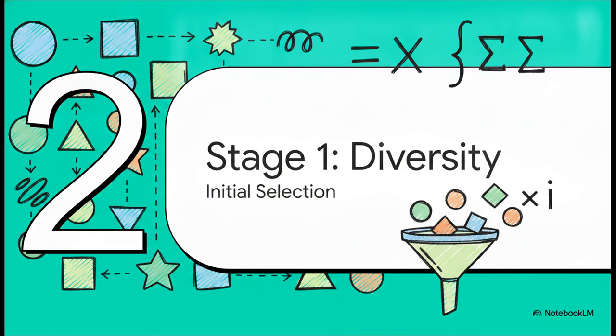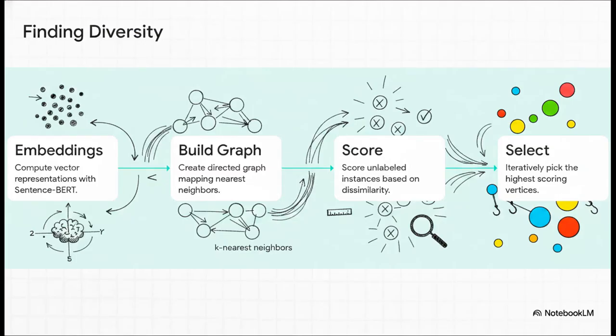Which brings us to section 2, stage 1, finding diversity. Now, what's really interesting about this first algorithmic step is how it systematically breaks down the search. Let's walk through these abstract math steps, because this is where the algorithmic magic really happens. First, VoteK computes vector representations of every single unlabeled sample using a model called Sentence-BERT. Think of this as turning your text sentences into coordinates in space so they can be compared mathematically.